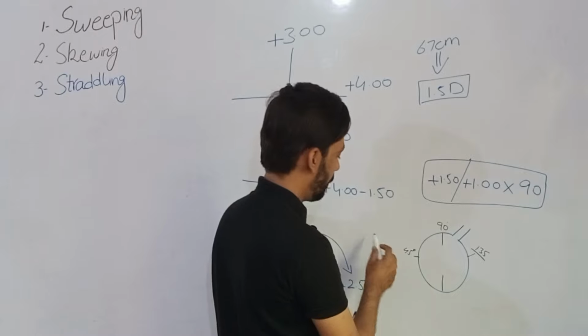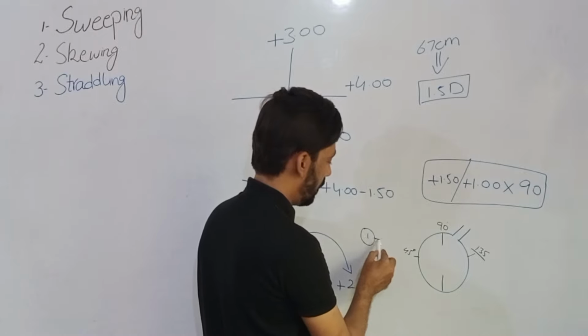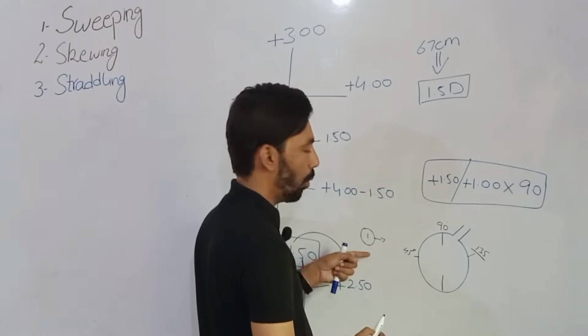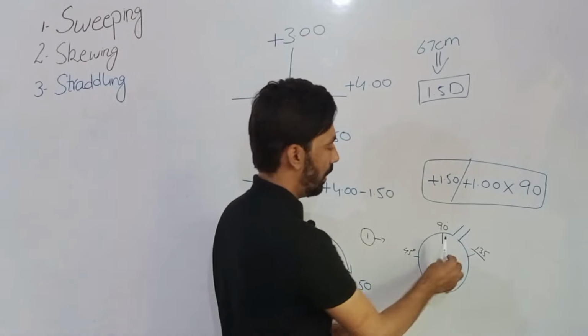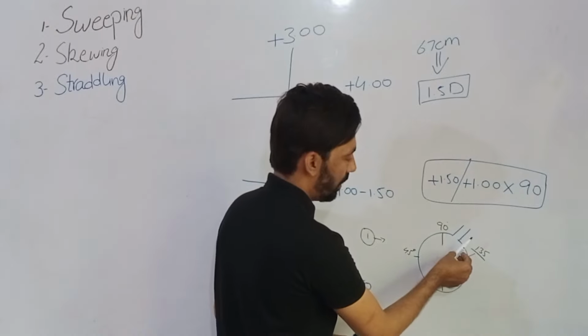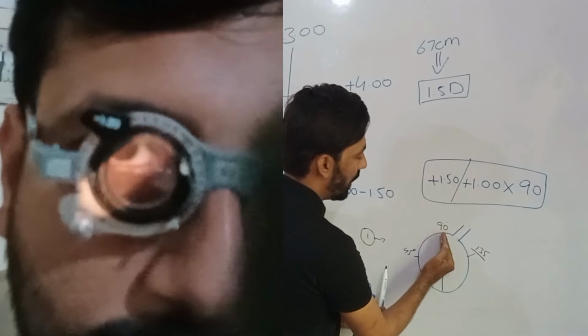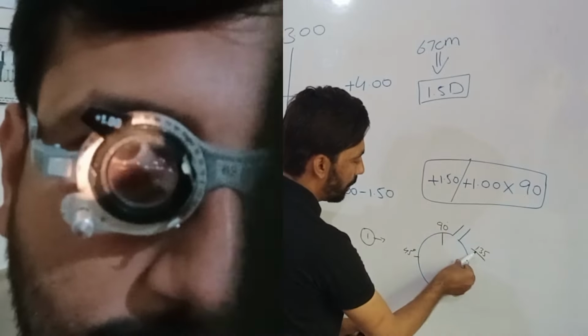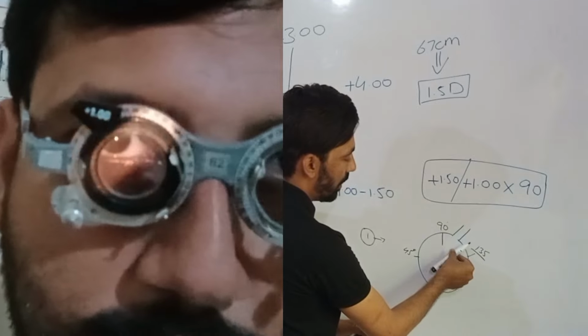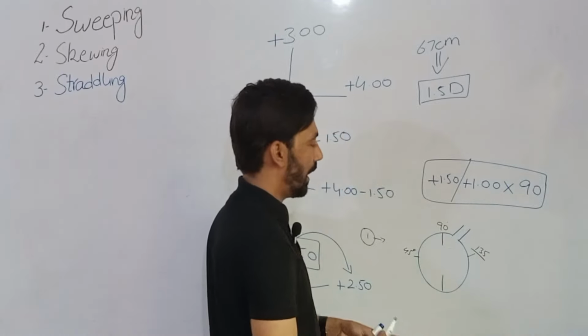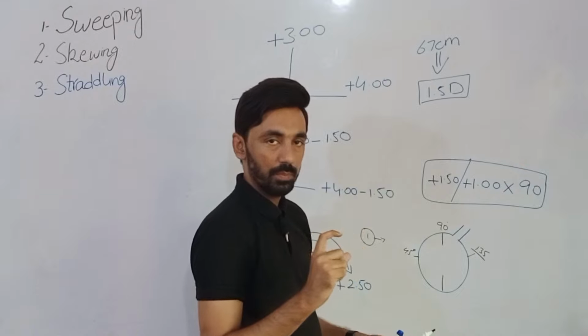And then this is position number one. I have noticed the thickness of the reflex, and now I will put my streak at 135 degree, which is 45 degree apart in the opposite direction, and now I will sweep the reflex streak, and will analyze the thickness of the reflex, right?